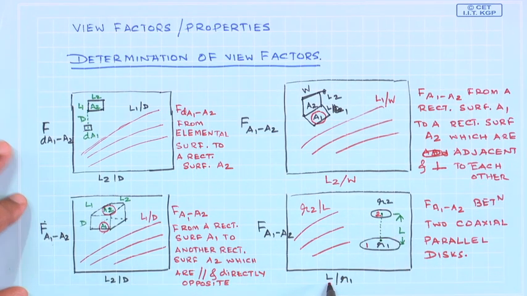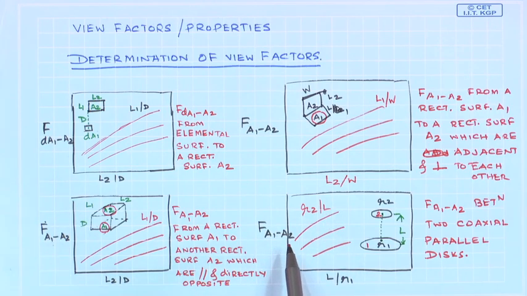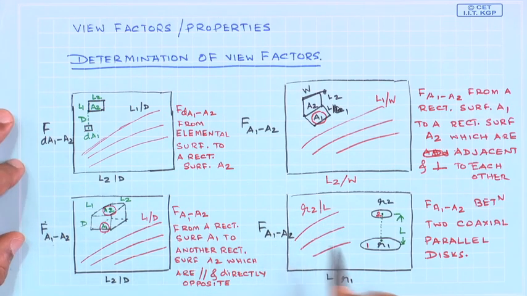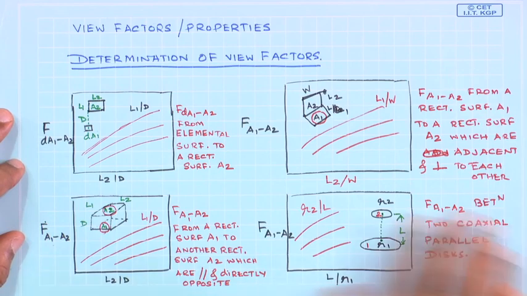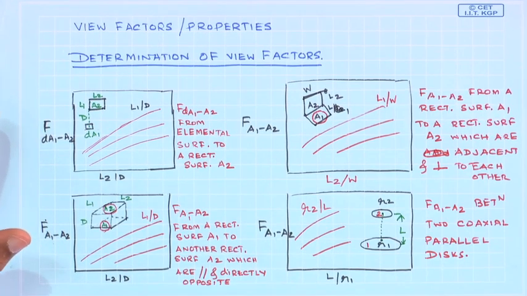So, the x axis is L by R1, and the different curves are values of R2 by L, and you can find out what is F A1 to A2. These are mostly the four fundamental figures that can be used to find out the view factor of one surface to the other. In some cases, a combination of these would be required.